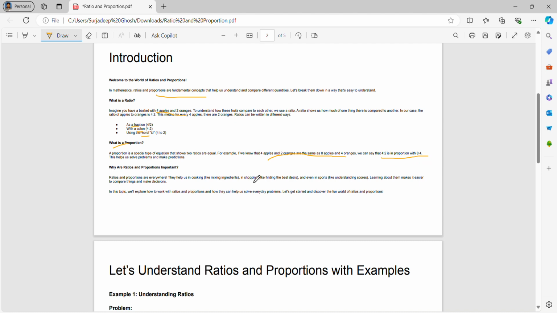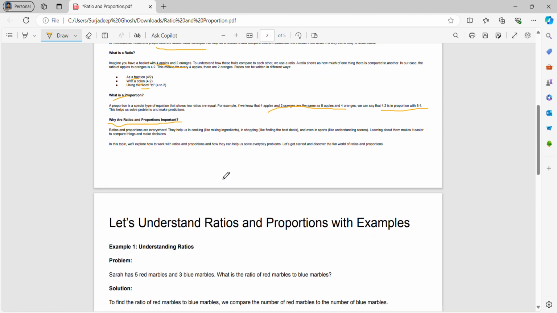There is an important thing: why are ratio and proportions important? Actually, in daily life, ratio and proportion have heavy use. Ratio and proportion are everywhere, like cooking, shopping, and also sports. There are ratios and proportions in many things. So we have to learn them not only for study, they also have future applications in a field.